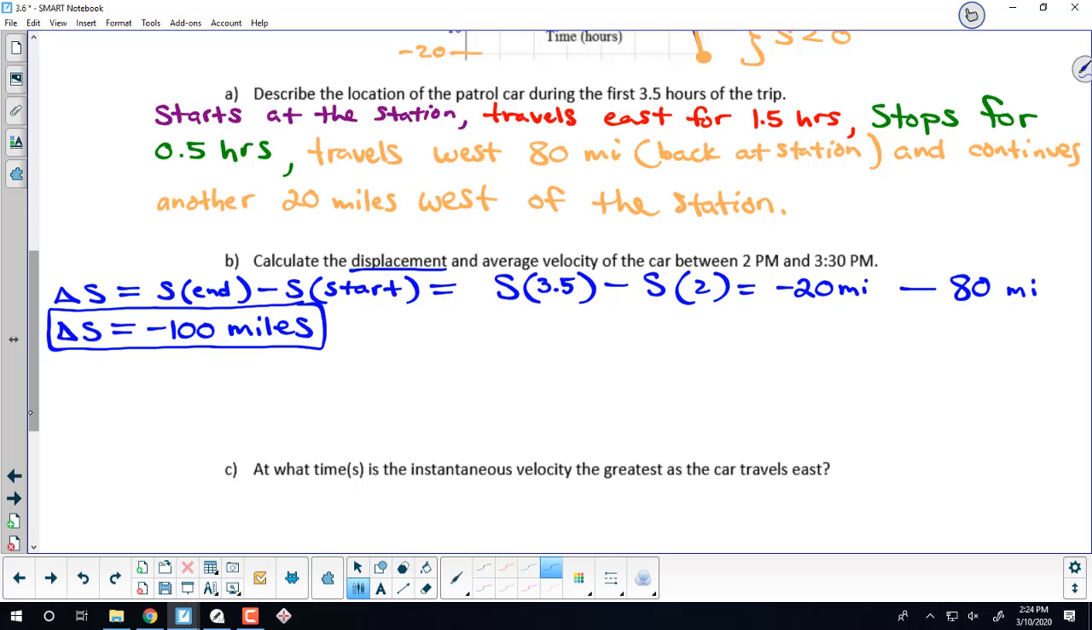So what does the negative mean? Traveled west. It was in the westward direction the whole time. So from 2 to 3:30, like we described in this gold portion on part A, they travel west 80 miles, they're back to the station, and then they travel an additional 20 miles. So there's 100 miles, and the negative indicates west. So there's our displacement.